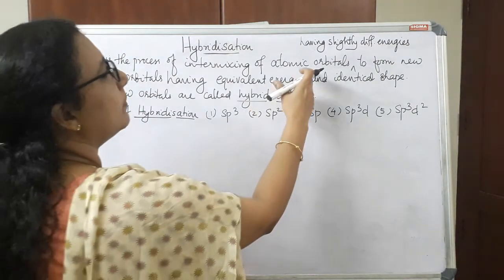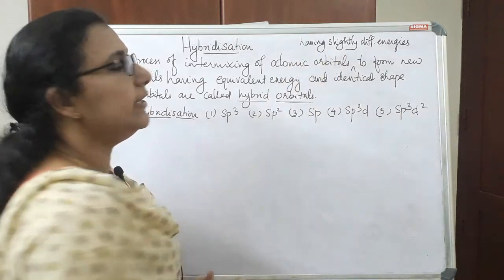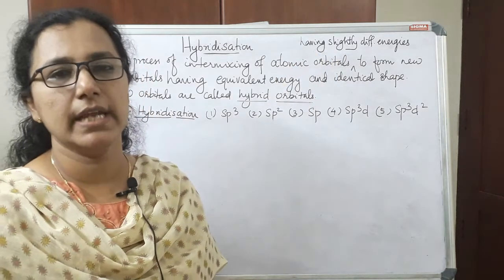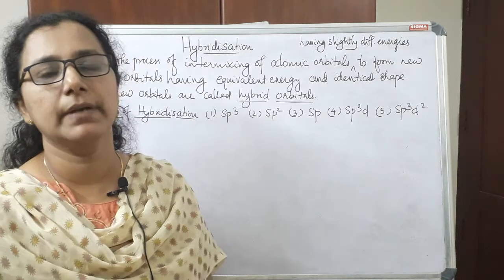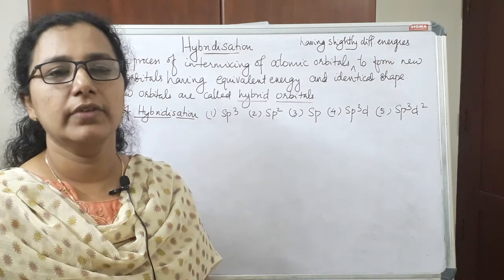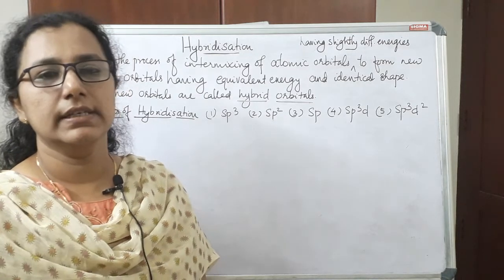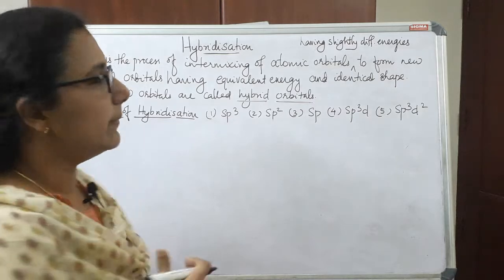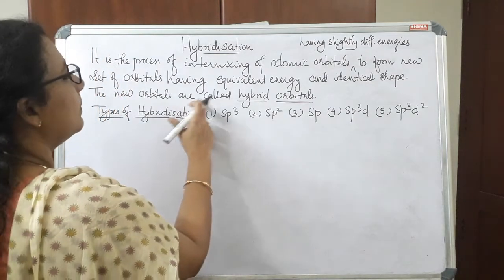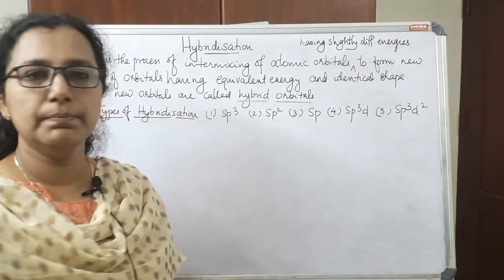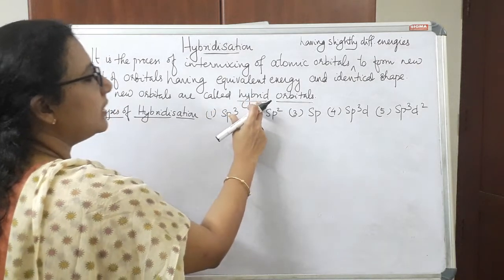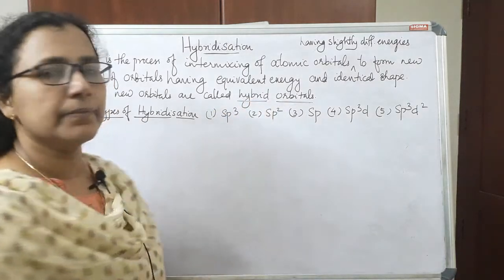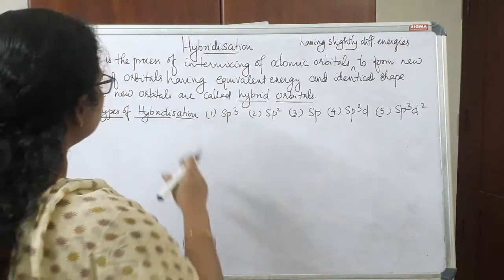Those atomic orbitals may have slightly different energy or different shape, but the new set of orbitals formed after hybridization will have equivalent energy and identical shape. Those new orbitals are called hybrid orbitals.